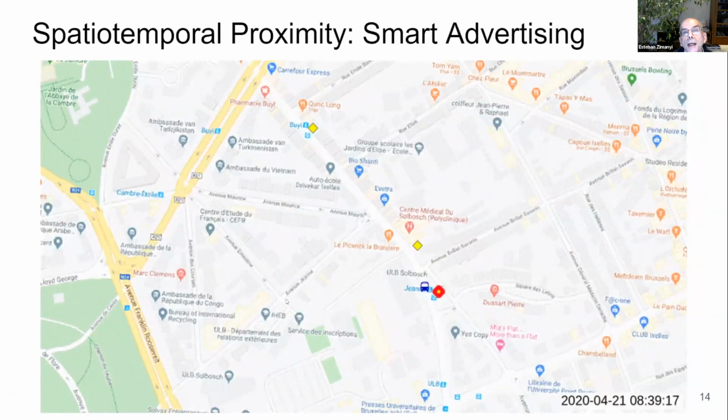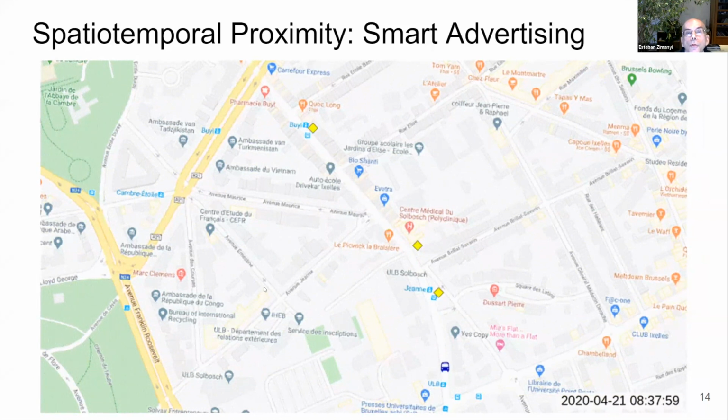So this is another example: we have a bus that goes in front of our university, and then it goes further, in front of an electronic billboard advertisement. We want to compute the time when this bus is less than 30 meters from the billboard, to assess, given how many people are in the bus, how many people were seeing that particular ad.